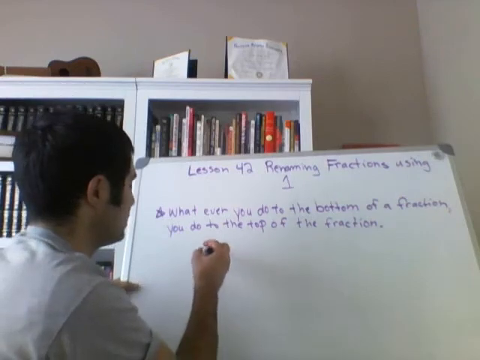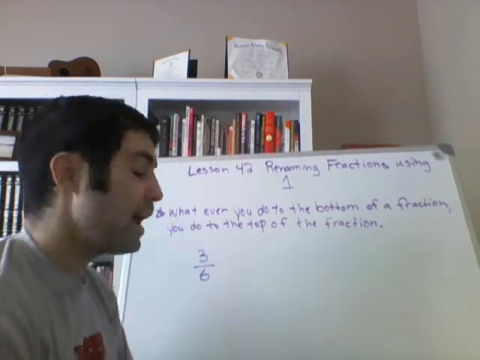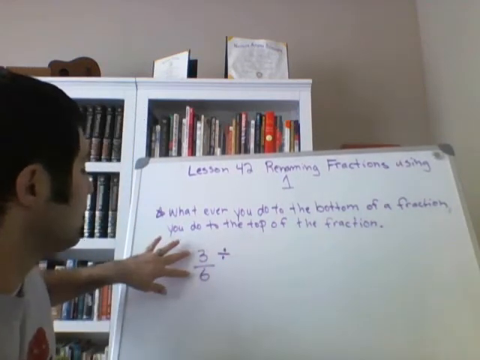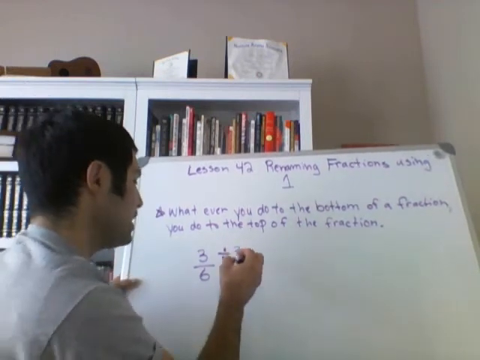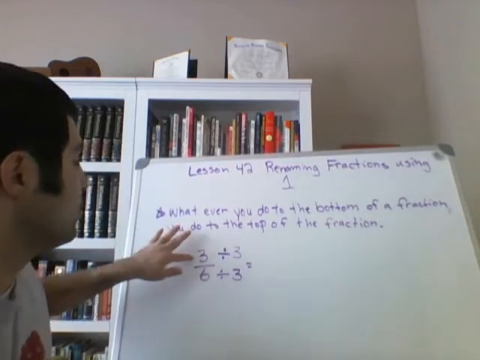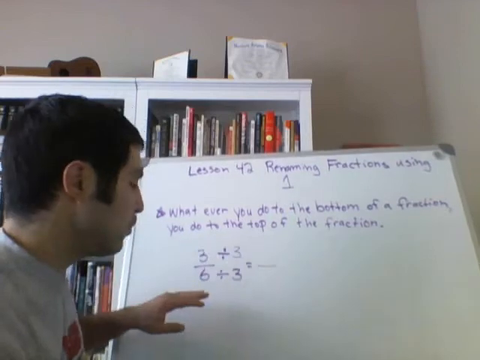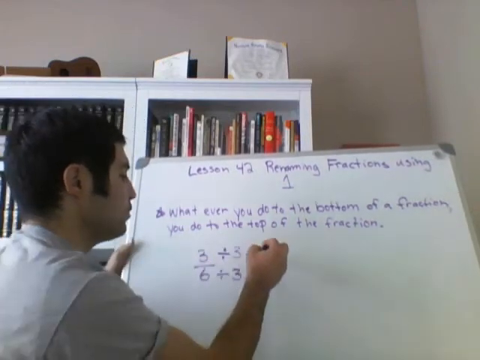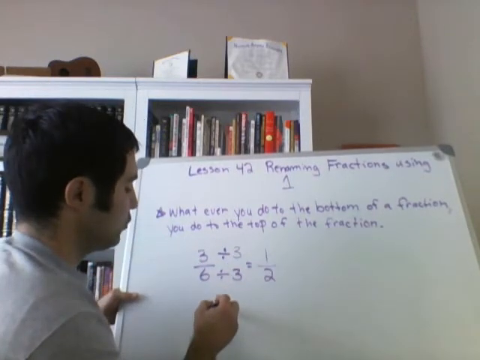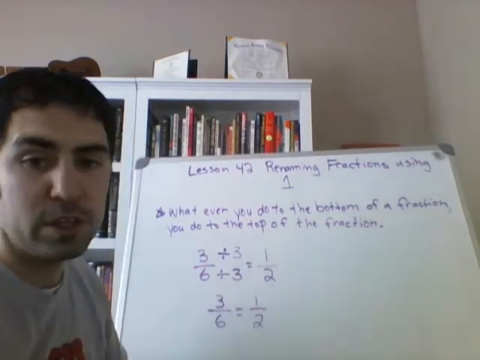So let's start with an easy fraction like 3/6. Now I want to divide the top and bottom by the greatest common factor of 3 and 6. That would be 3. If you divide the numerator by 3 and the denominator by 3, you're going to get an equivalent fraction. And we call this reducing. So 3 divided by 3 is 1, 6 divided by 3 is 2. So basically what we're saying is 3/6 is equal to 1/2.